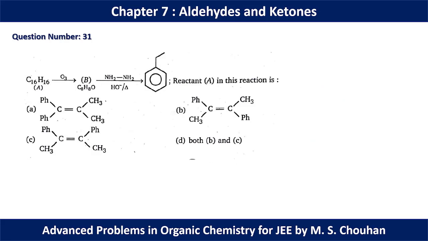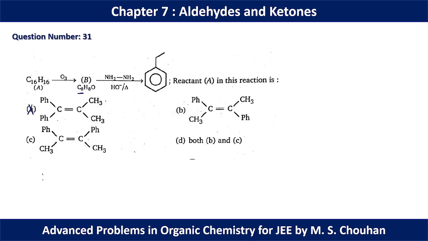In question number 31, we have C16H16. After the ozonolysis, we have two equivalent parts because we can have a C8 situation. Okay, so the molecule should be symmetrical in nature. So first of all, if we think about the symmetry, we can have two situations, one is B, one is C, because A is not symmetrical at all. So for question number 31, we can forget about option A.